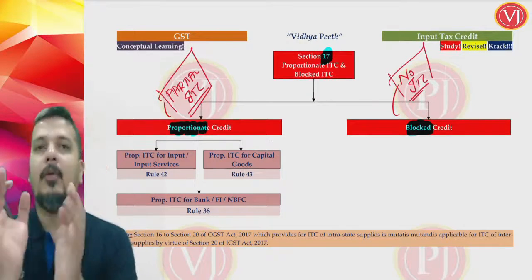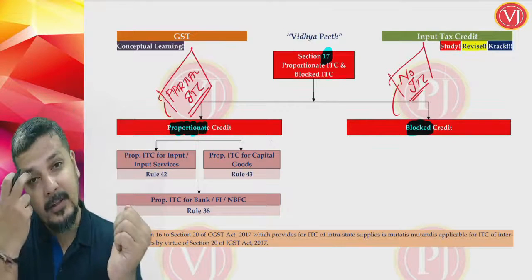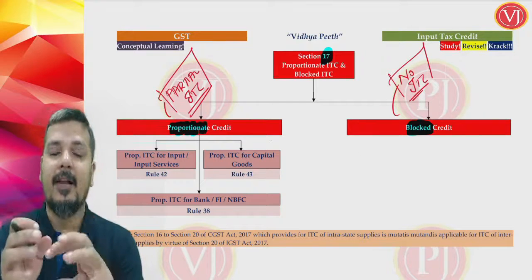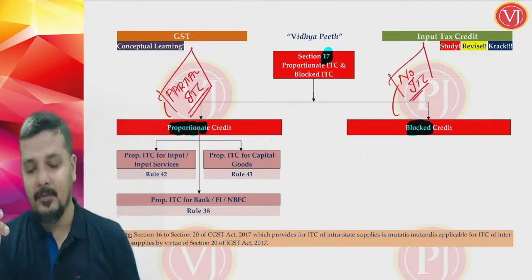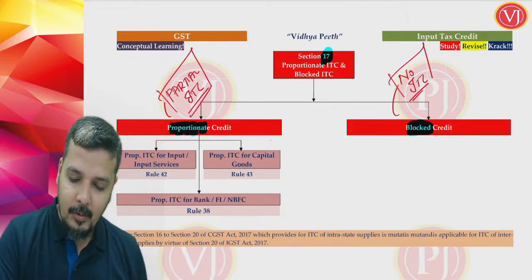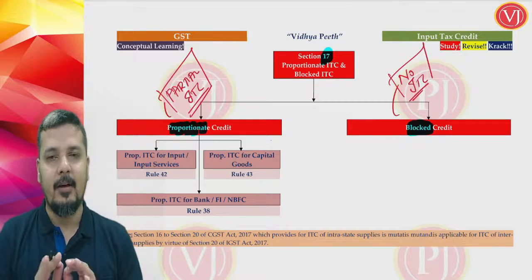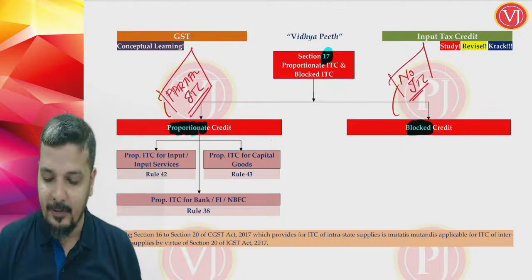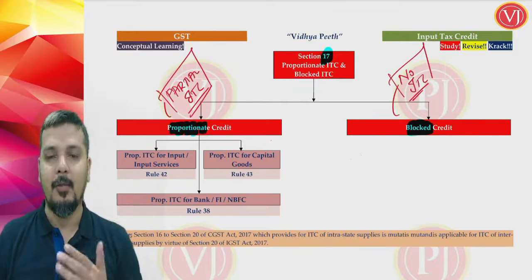So if I want to take full ITC, I have to satisfy section 16 read along with rule 36 and rule 37. And if there are certain items on which I cannot take the credit, it is given in section 17 subsection 5. And here friends, you don't have any rules. It is basically the provision, only the concepts are there, so no rules. Section 17 subsection 5 is blocked credit, that's it. You won't find any rules behind blocked credit.